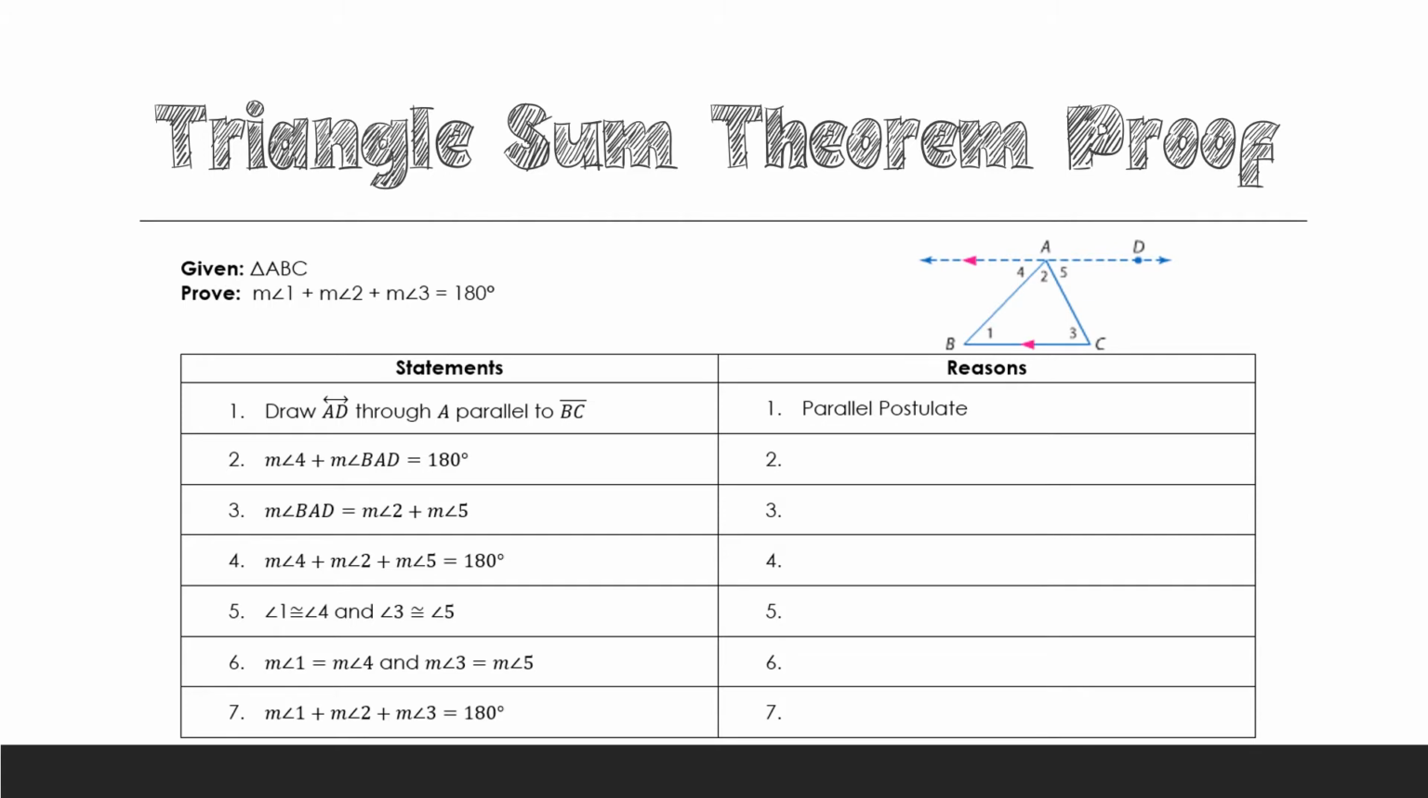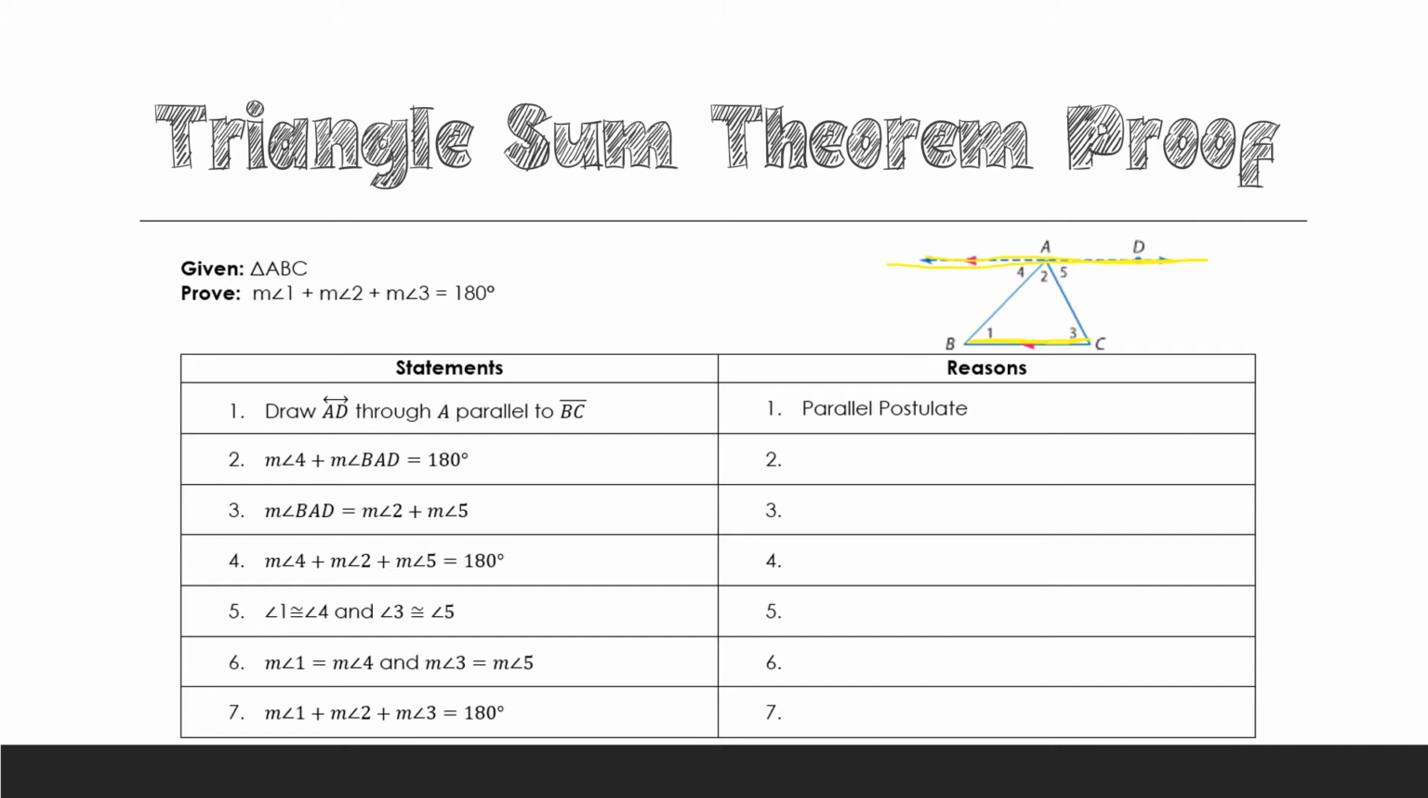So in this proof, this one is a little bit different because we're starting by choosing to draw this line AD, which is right here. We're drawing it so that it's parallel to BC. And there's a reason, and you'll see as we do the proof why we choose to do that.